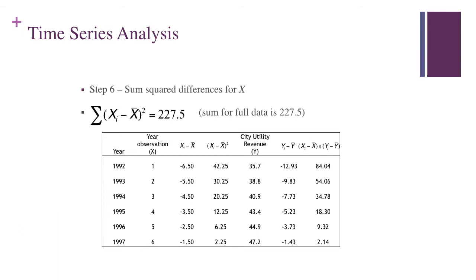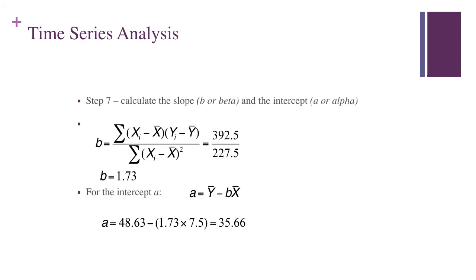So then we're going to sum the squared differences for x. And then of course I have my sigma, so this is the sum of x of i minus the mean, squared, which equals 227.5. And that's the sum of all my data. Now we're going to calculate the slope and the intercept.